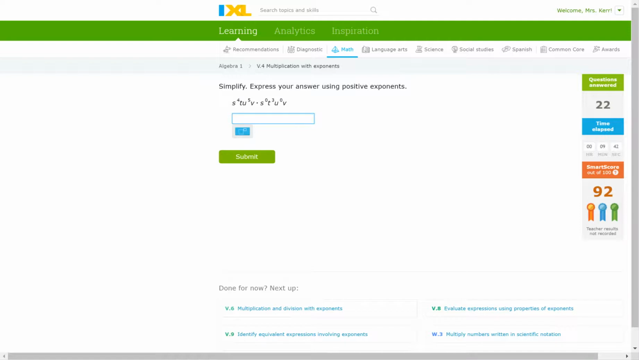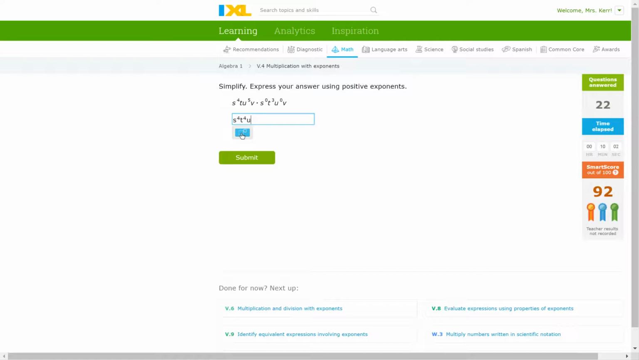Same thing with this problem. We look at all of the letters. Start with the first letter. We have s to the 4th times s to the 0. 4 plus 0 is 4. Make sure you bring the cursor down. T to the 1st times t to the 3rd gets you t to the 4th.